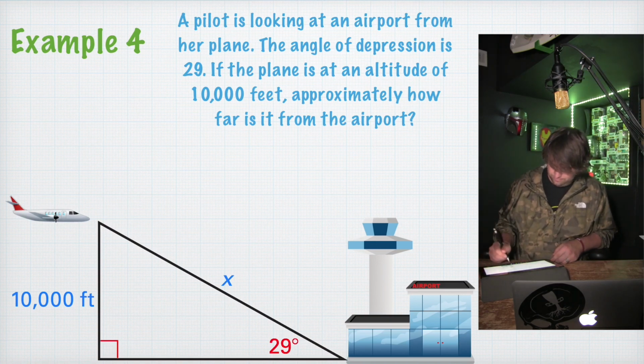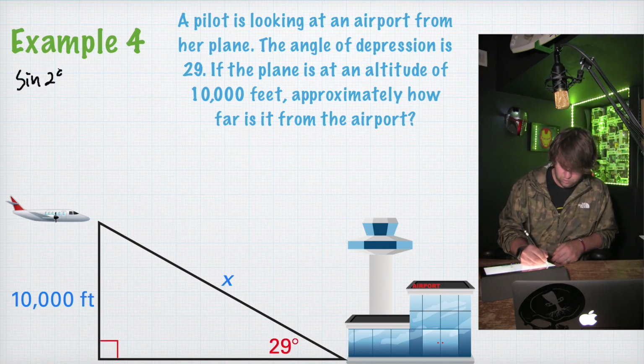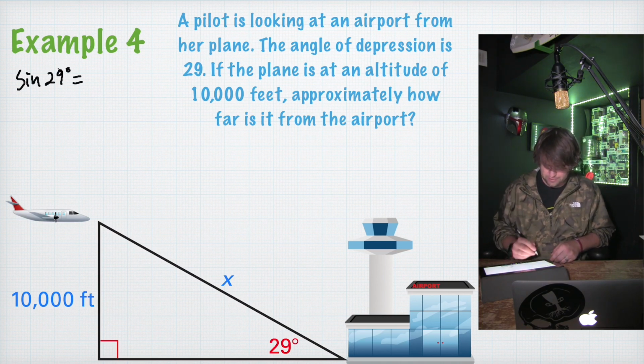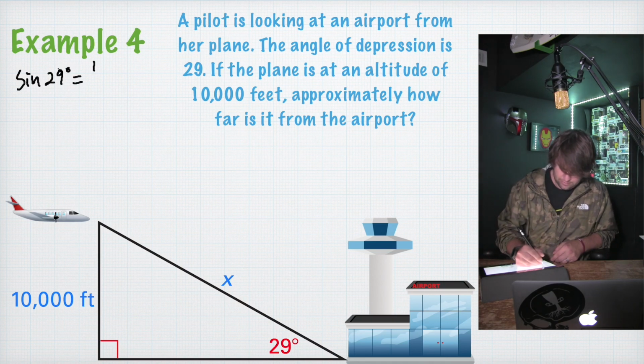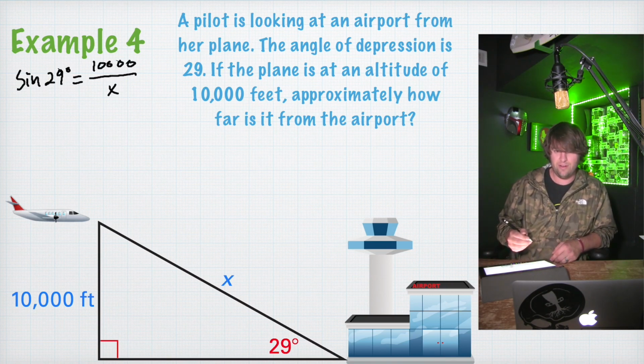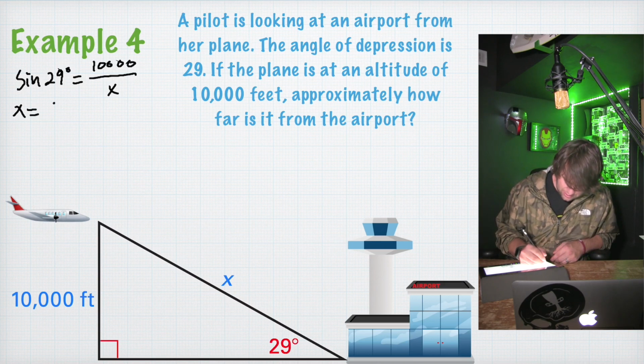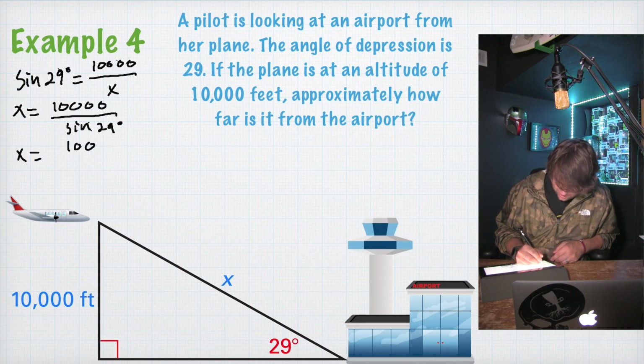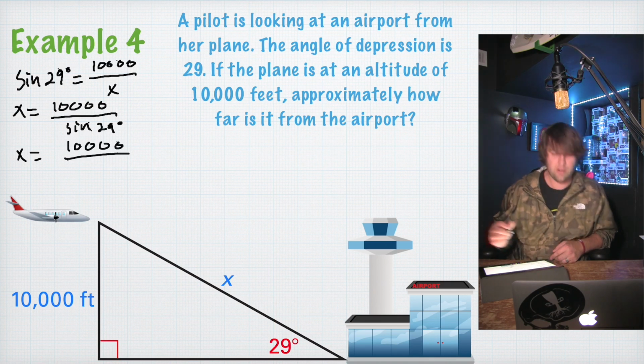So sine 29 degrees equals opposite, which is 10,000. That's a nice big number. Over x. Okay, so we could flip those around. x equals 10,000 over sine 29 degrees. x equals 10,000 over sine 29.